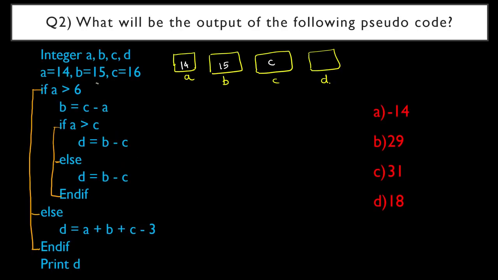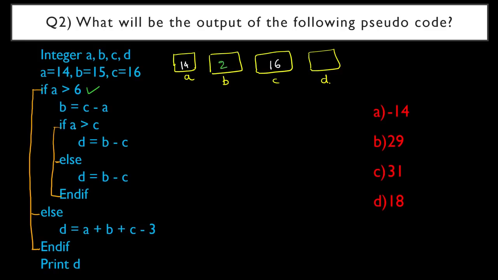Okay, now let us see. If A is greater than 6, the value of A is 14 and 14 is greater than 6. This is true. So then what happens is we execute B equal to C minus A. The value of C is 16. So B equal to C minus A, 16 minus 14, that is nothing but 2, will be stored here.